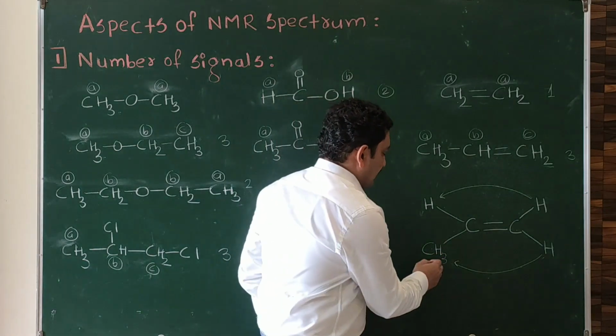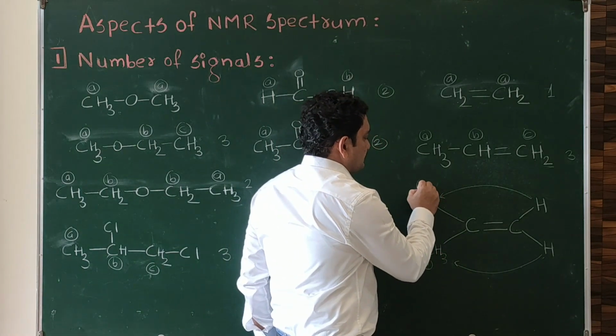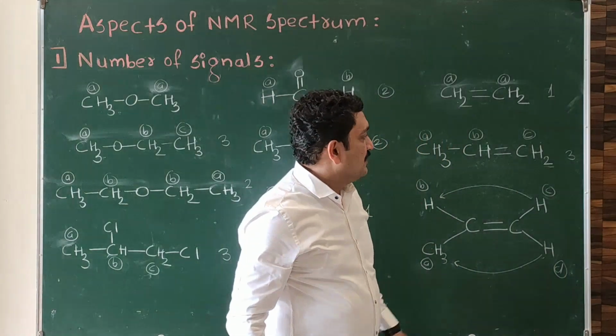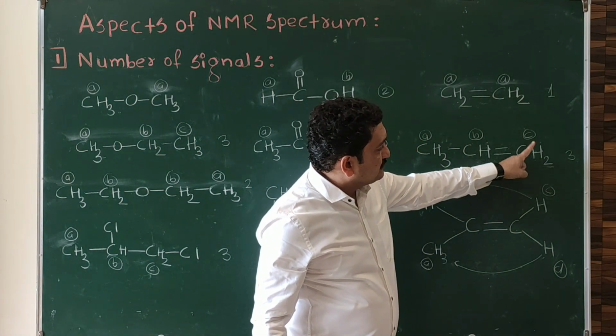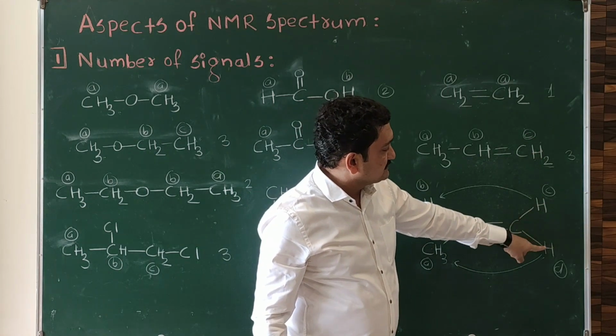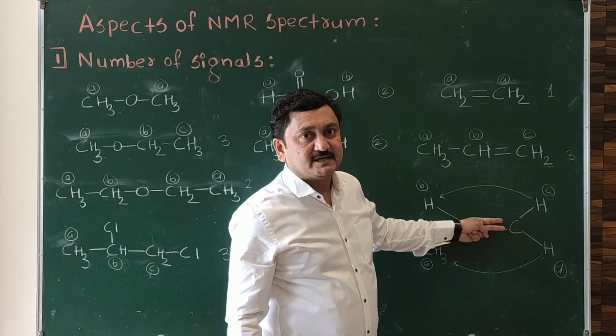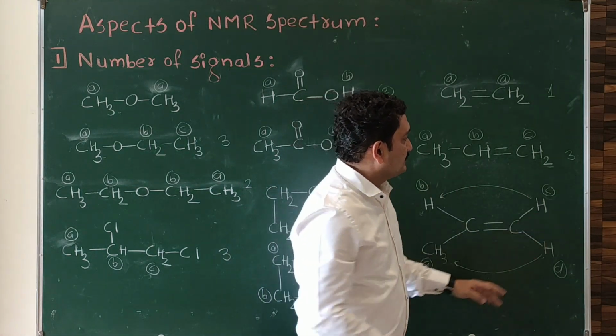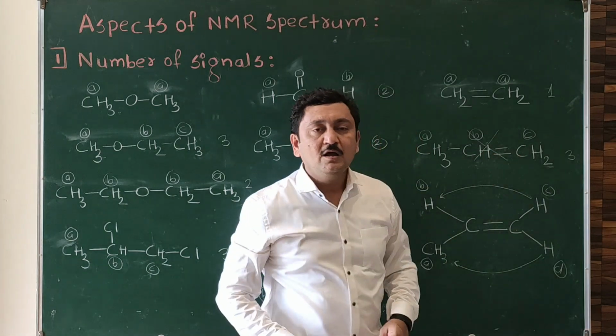So the signals are A for CH3, B for this one, C for this and D for this. We are getting 4 signals. We were expecting those 2 hydrogens to be equivalent, collectively giving the same signal. Actually these 2 hydrogens are non-equivalent. The presence of the double bond, with rigid rotation, will make their environments different. So we are getting 4 signals. We will not get 3 signals for propene.